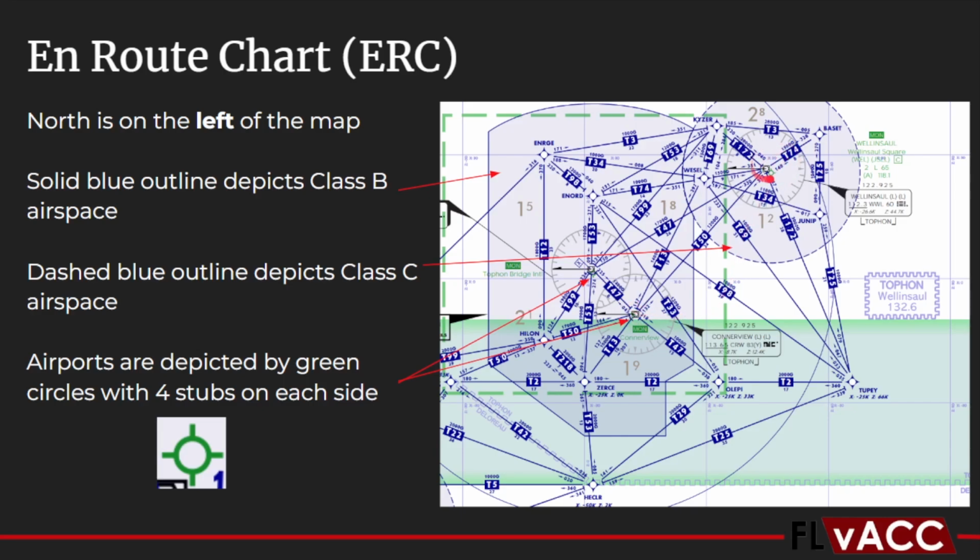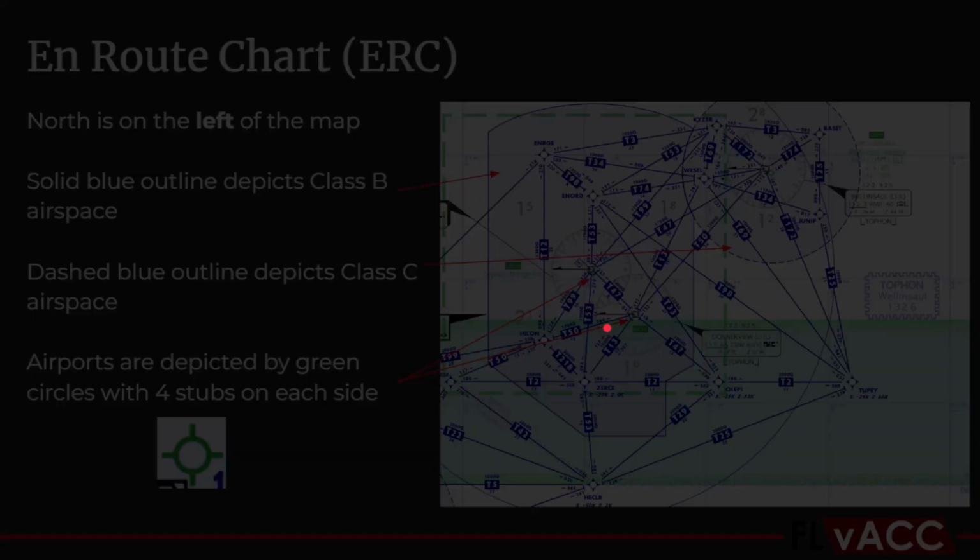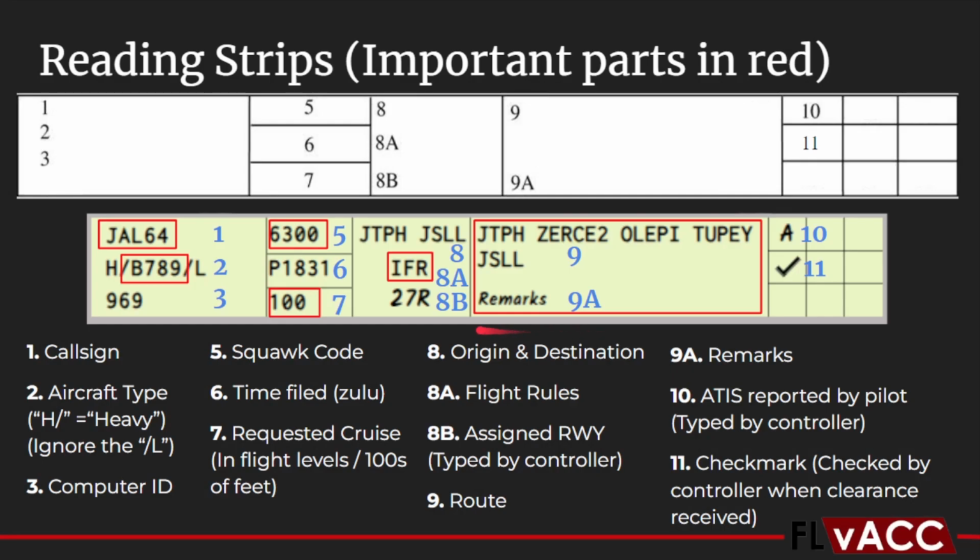The last topic for this lesson is the flight progress strip. These strips give controllers all the information that we need about an aircraft and also allow us to make annotations to pass along information to other controllers. We'll start from the top left of the strip, where you can find the call sign. Just below that is the aircraft type.